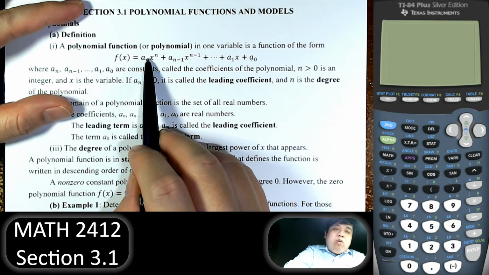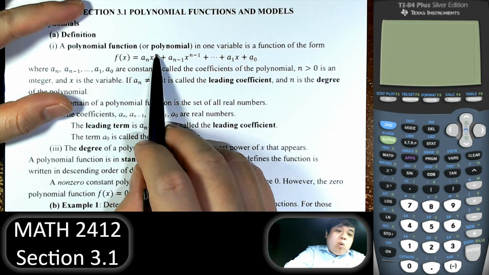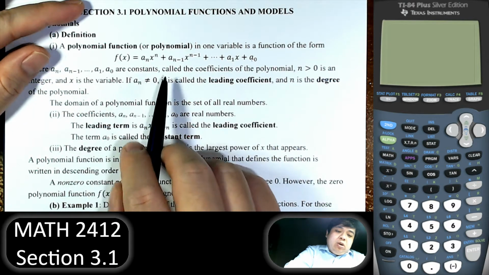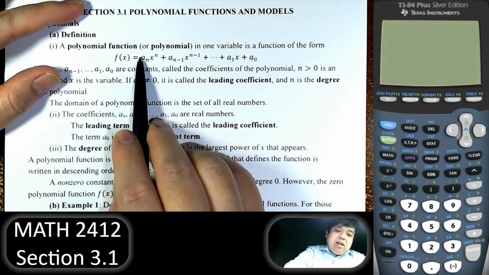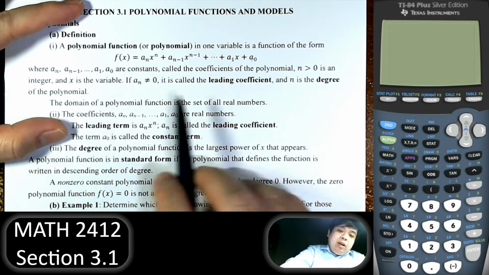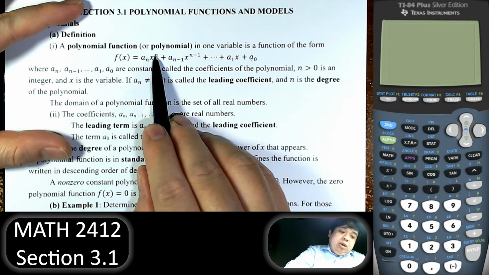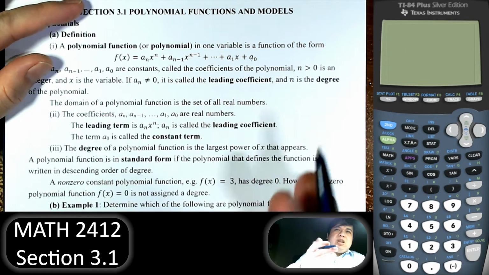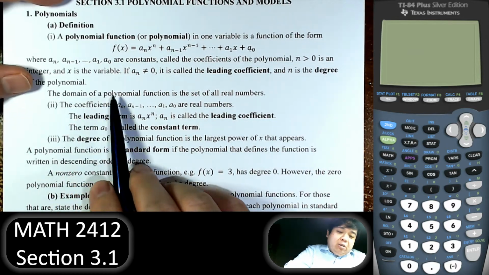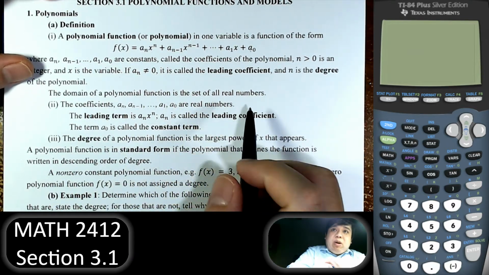The first coefficient that is not equal to 0, that goes with the highest degree of the polynomial, is called the leading coefficient. So a sub n here is the leading coefficient because that is the highest degree, and n is the degree of the polynomial. So it's just some terminology, and you should know this already. The domain of a polynomial function is the set of all real numbers.